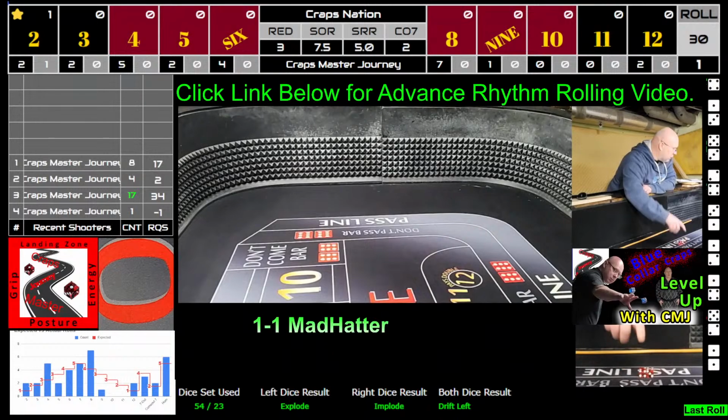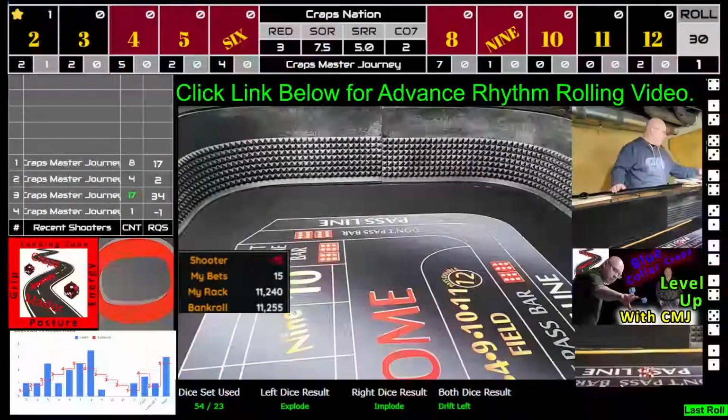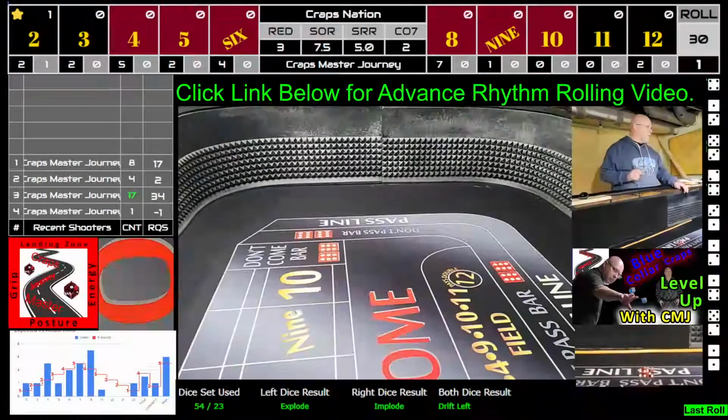5-4-2-3. Again, we're going back up $15 on that pass line. And all bets set. Face off.